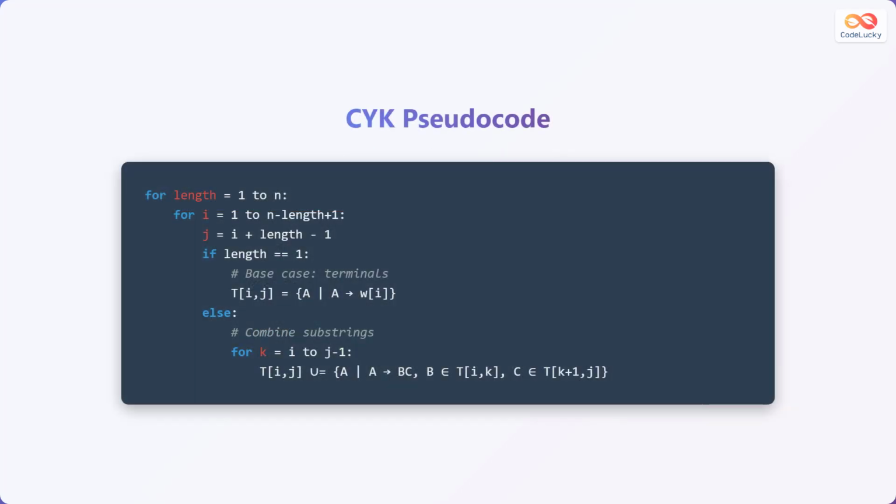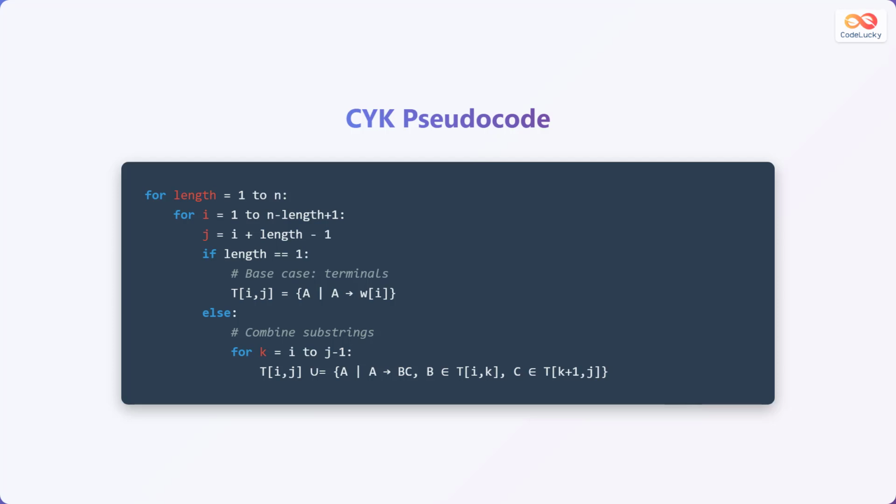Here is the pseudocode for the CYK algorithm. The outer loop iterates through the lengths of the substrings from 1 to n. The second loop iterates through the starting positions, i, of the substrings. The variable j calculates the end position of the substring. In the base case, if the length is 1, we find all non-terminals A that can produce the terminal symbol at position i and store them in the table T[i][j].